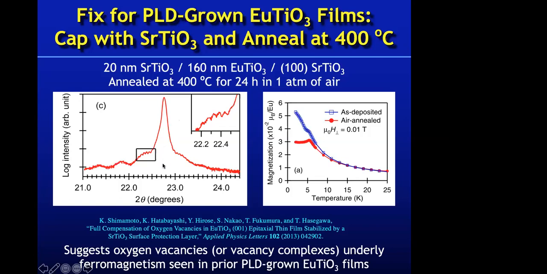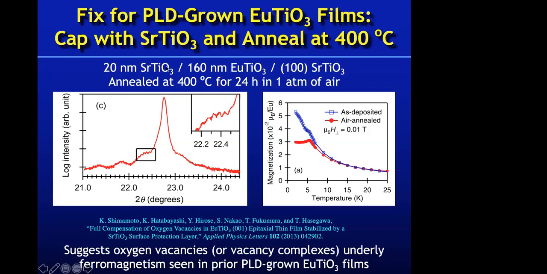So here on the left-hand side, you can see that the peak of the strontium titanate substrate and the peak of the film are on top of each other. It's a good sign. And over here on the right, you see the properties drastically changed. As deposited, it showed ferromagnetism, whereas after this anneal, it has become antiferromagnetic. So this definitely suggests that there were oxygen vacancies or some sort of vacancy complex resulting in the ferromagnetism seen in these PLD films.